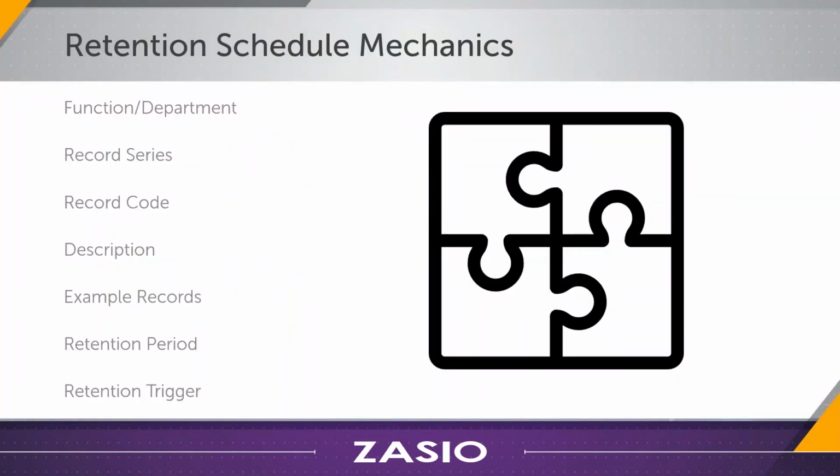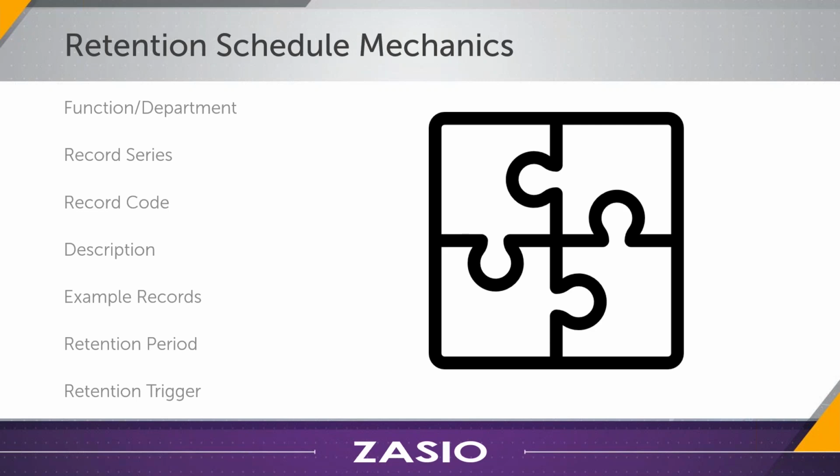First of all, the basic concept behind a retention schedule is that we want to group similar records together and then set a life cycle period called the retention period. It's based on your unique business needs and legal requirements that are applicable to each different type of record and piece of data or information.